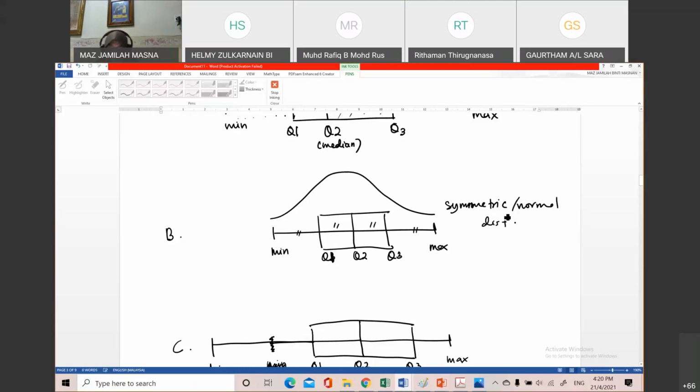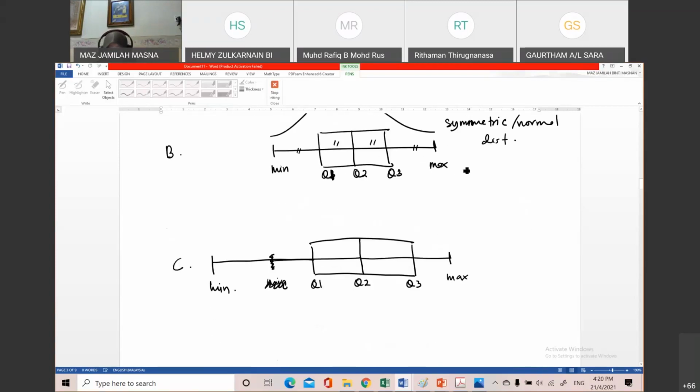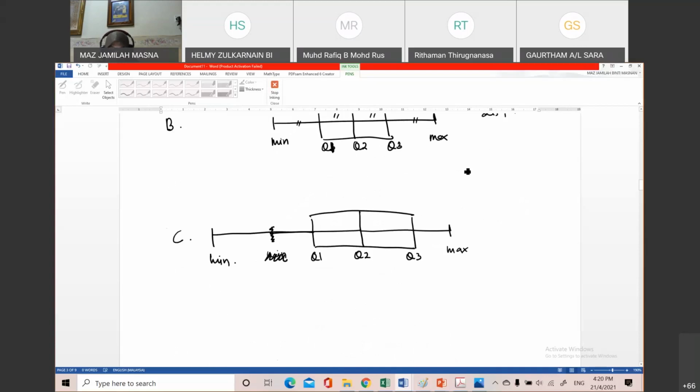Okay? Now, we haven't commented anything yet. We just try to figure out using your box plot. Now, third box plot. We can see almost equal box, but larger whiskers here. So, in this case, we can have what we call skewed to the left. Okay?